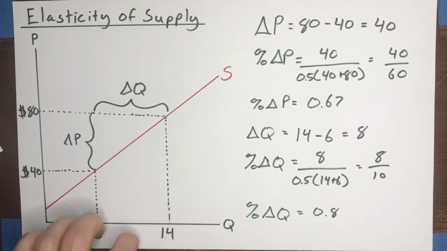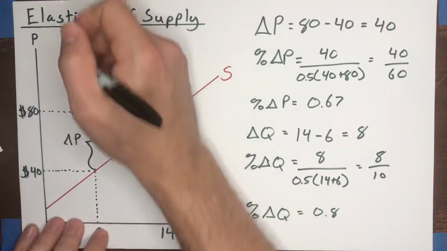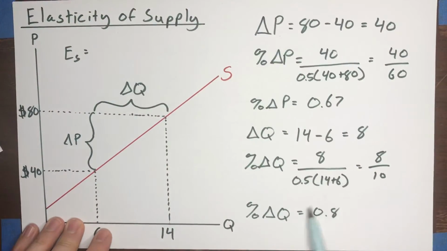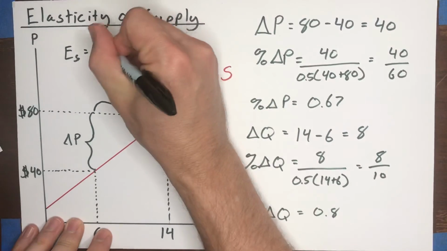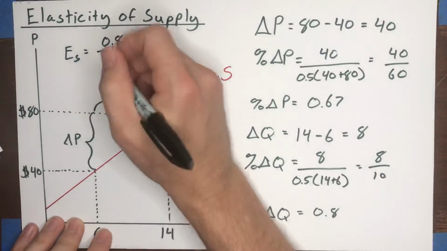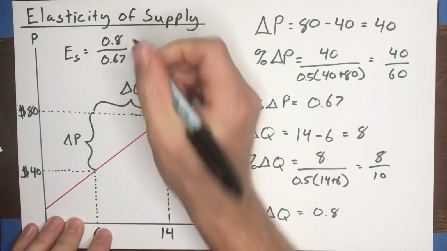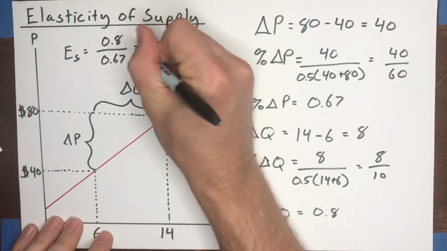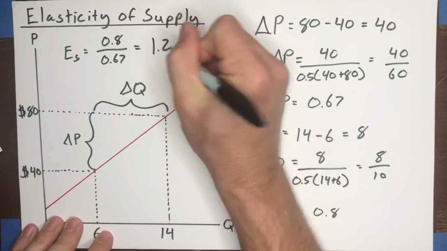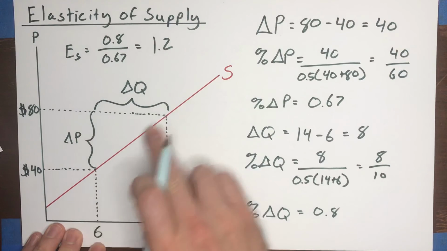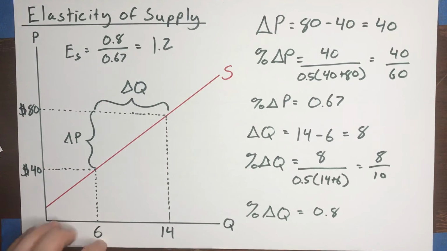Now, to find the elasticity of supply, we're just going to take this percentage change in quantity, divide by this percentage change in price, and if you divide 0.8 by 2/3, you get 1.2. So since that number is bigger than 1, that would tell you that supply is elastic between those 2 points.